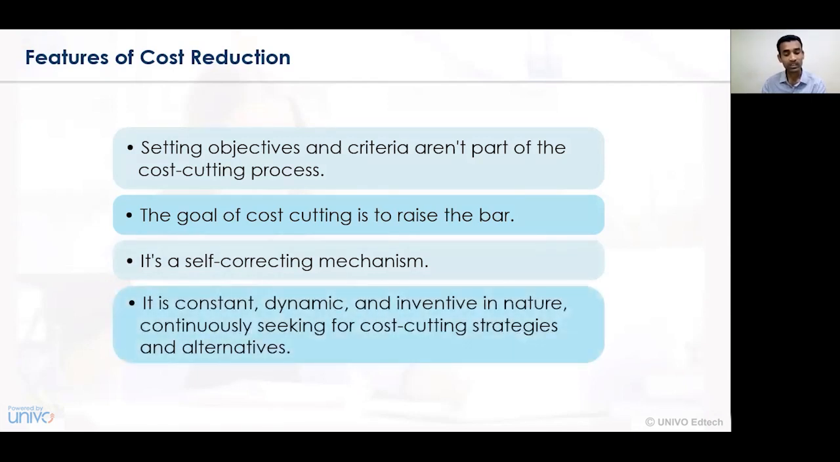It's constant, dynamic, and inventive in nature, which continuously focuses on cost-cutting strategies and the various alternatives. So the features of cost reduction focus on how we can control the cost at the various levels, and how it can be implemented as a feature that is dynamic, constant, and inventive in nature. Various processes or activities undertaken for continuously improving or reducing a certain cost will help the organization to reduce the cost and increase the profit margin or the percentage of revenue generation to a greater and continuous extent.